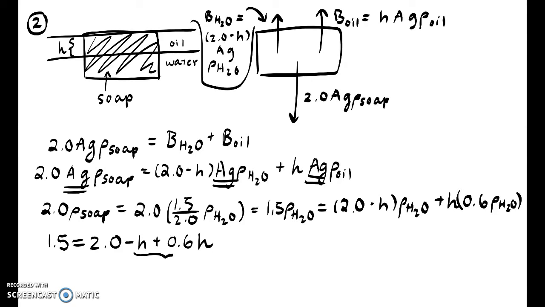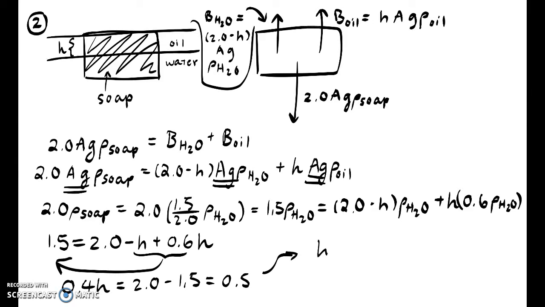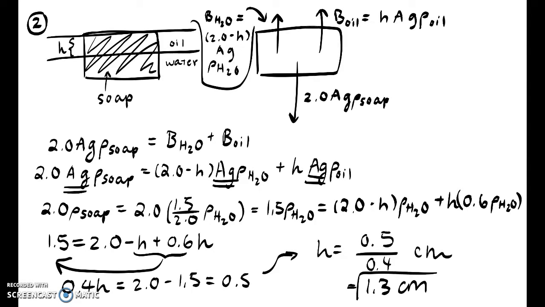So if we move both H's here, then we get 0.4 H is equivalent to 2.0 minus 1.5, which is equal to 0.5. Thus, our H is equal to 0.5 divided by 0.4 centimeters, which we can also write as 1.3 centimeters. So we find that the depth of the oil layer is 1.3 centimeters.